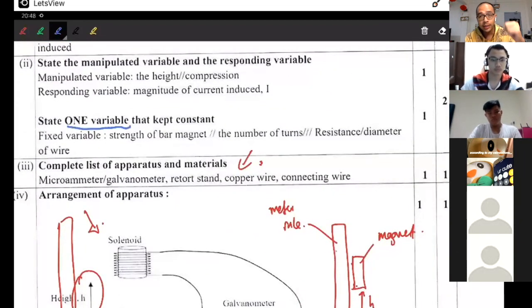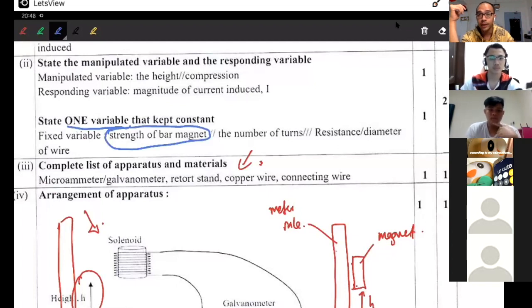It is probably the same as the experiment that we do for, what is that experiment? The left hand rule experiment. Okay, the rod is even moving. The fixed variable, the constant variable is the same. Okay, we use the words strength of the bar magnet.